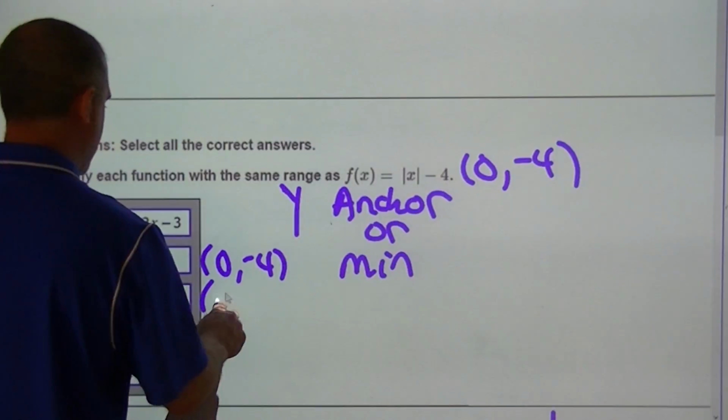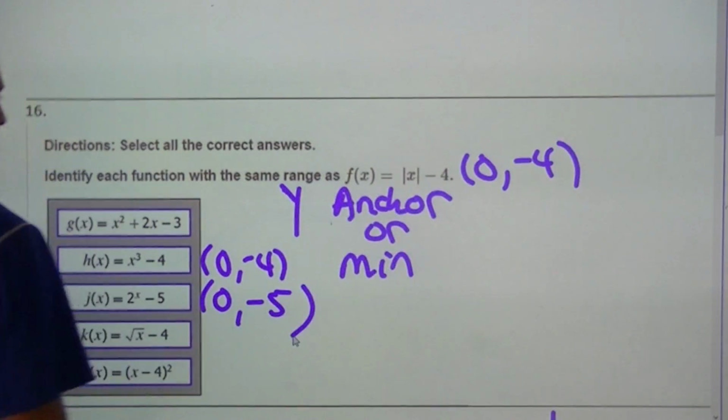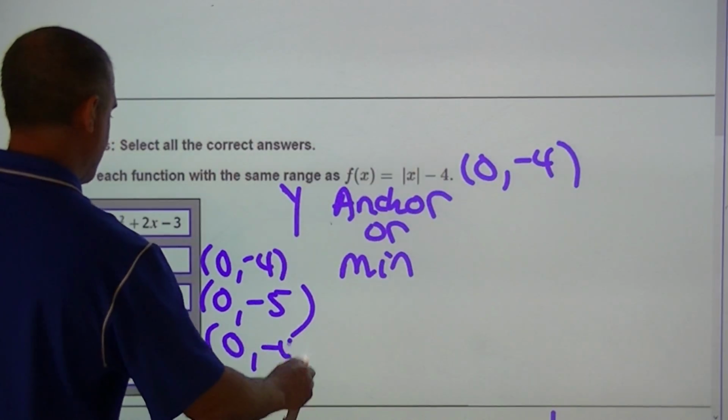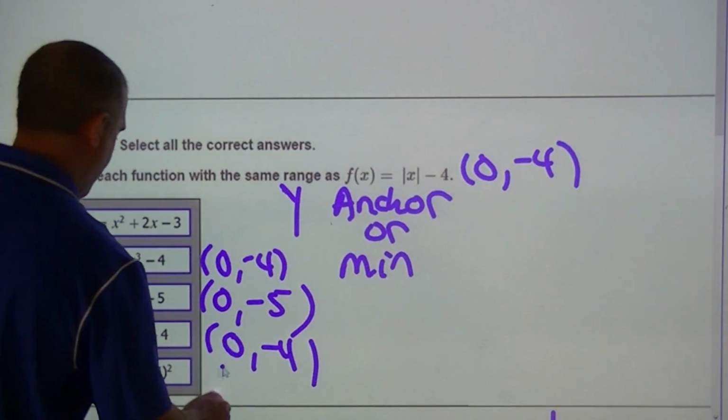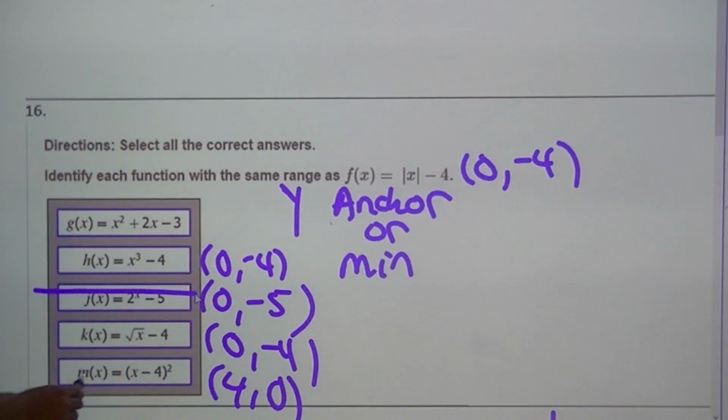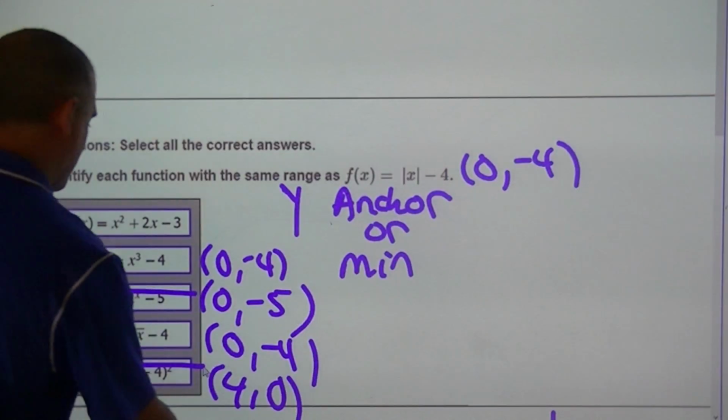This would be an anchor point of 0, -5. This would be an anchor point of 0, -4. And this would be an anchor point of 4, 0. So I know off the bat that this isn't a possibility and this isn't a possibility. So what I got to do is check these other ones.